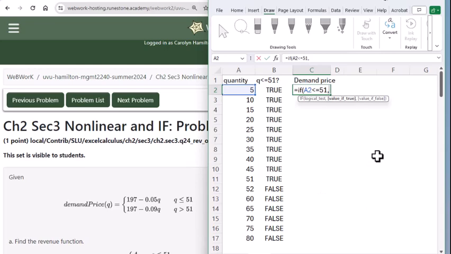If it's true, tell Excel what you want it to do. If it's true that the quantity is less than 51, I want it to calculate the first price, 197 minus 0.05 times the quantity, comma, and now it moves on to the value if false. If my condition is false, if A2 is not less than 51, that means it was greater than 51. So then I want it to calculate the other: 197 minus 0.09 times the quantity.